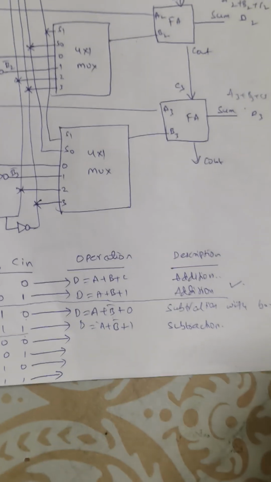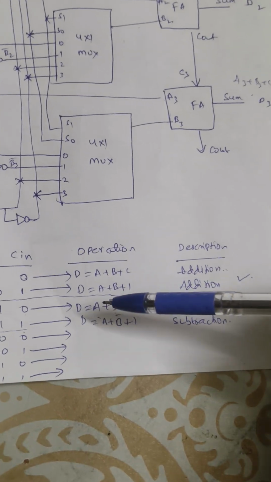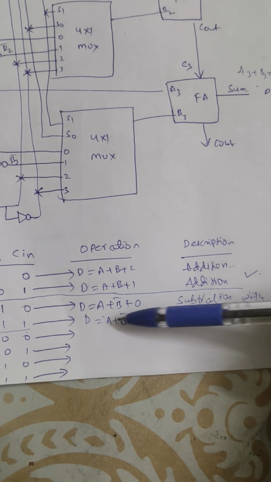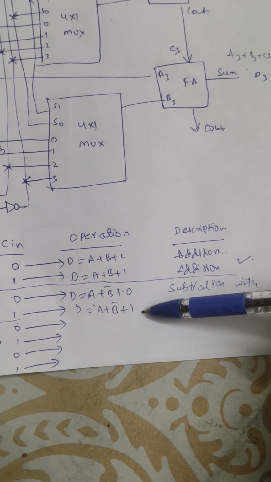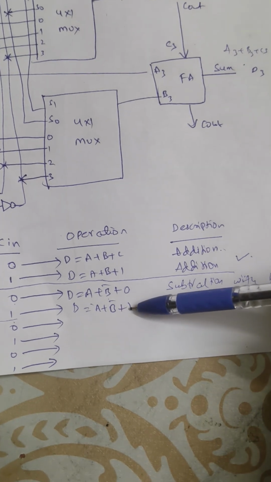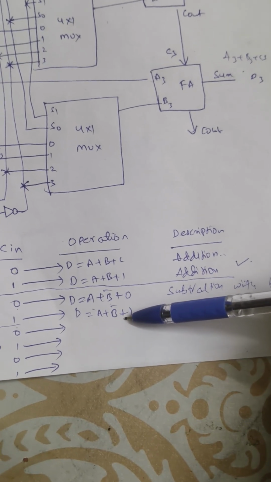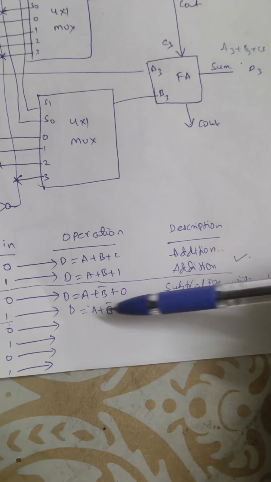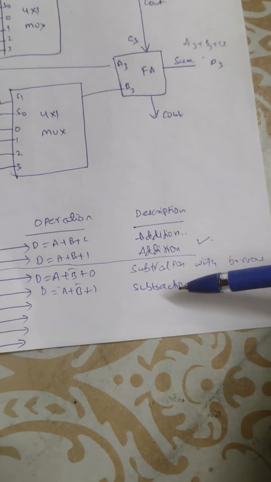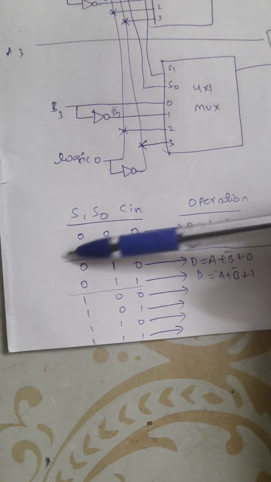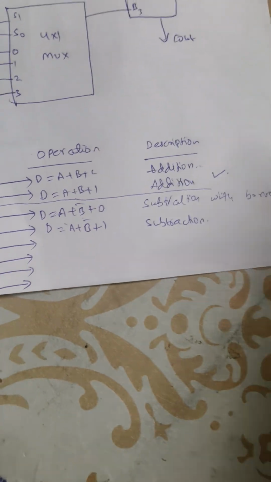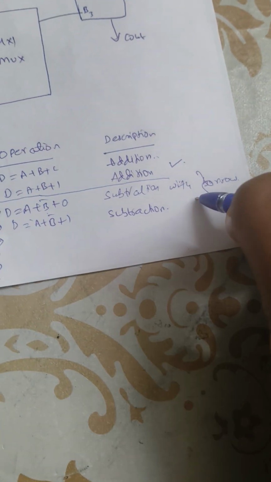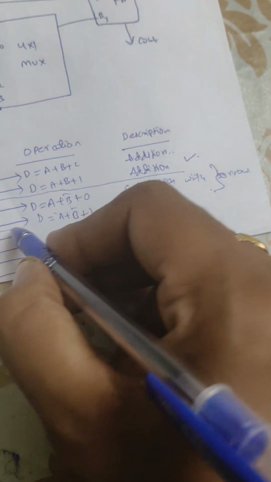So how are we saying it is a subtraction operation? Because this is one register's information, the second register is complemented and one is added. So 1's complement plus 1 means what? The 2's complement of the subtrahend is added to the minuend, which is nothing but a subtraction operation. So if the selection lines are 0 1 with a 0 or 0 1 with a 1, we are getting a subtraction operation. So this is about the subtraction operation.